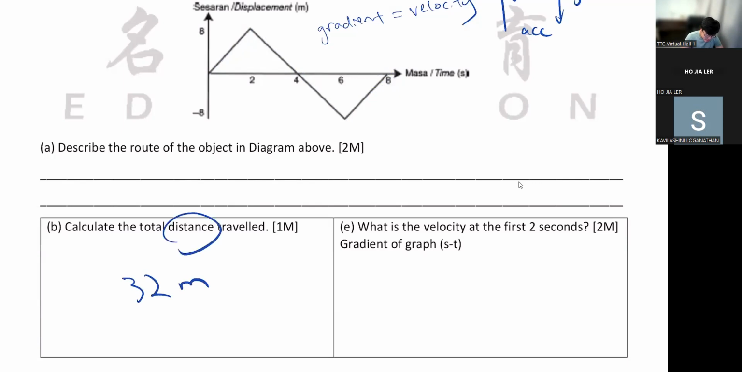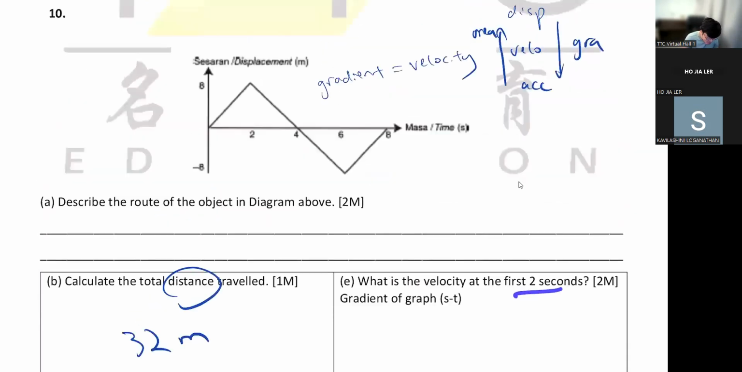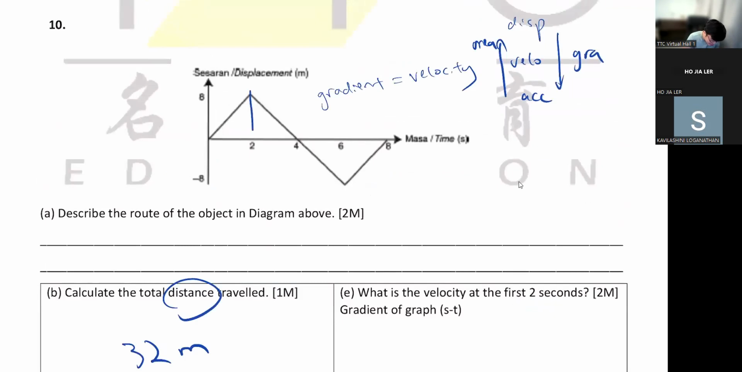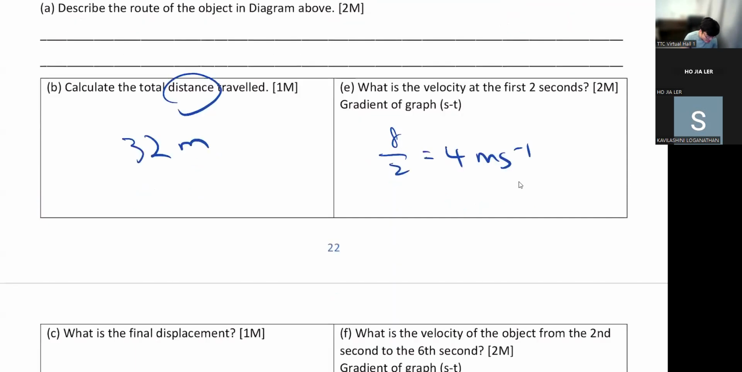Distance is the total. So what is the velocity in the first 2 seconds? Wow, they even give you tips already: gradient. So the first 2 seconds is here. So we want the gradient of this. So this is 2, 8. So 8 divided by 2. So 4 meters per second. You pray that your exam is going to be this easy, but I doubt it. This is too easy. Maybe in objective, maybe.